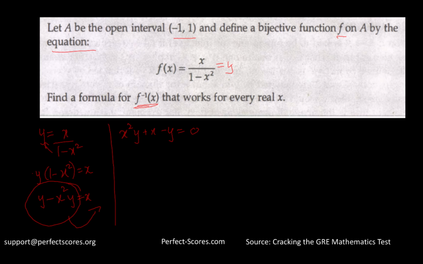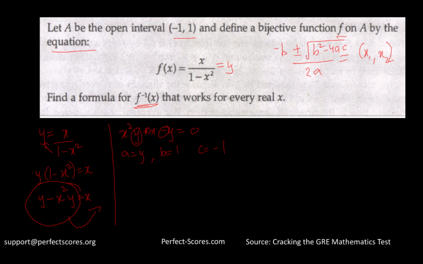Now what do I have? I have a quadratic equation. How do you find the roots of the quadratic equation? Well, the formula is minus b plus minus square root of b square minus 4ac, divided by 2a. This is how you find the roots of the equation, two different values of x. So here your value of a is equal to y because you have y here. The value of b is equal to 1 because you have 1 here. And the value of c is equal to negative 1 because you have negative 1 here. So these are the values you have.